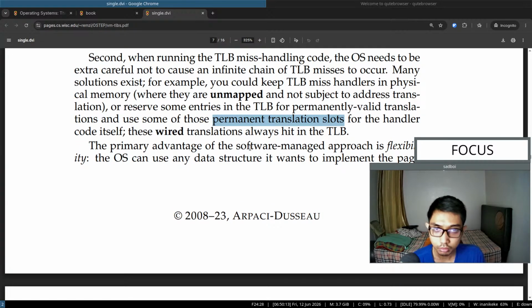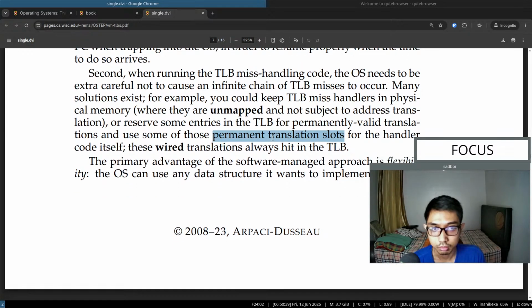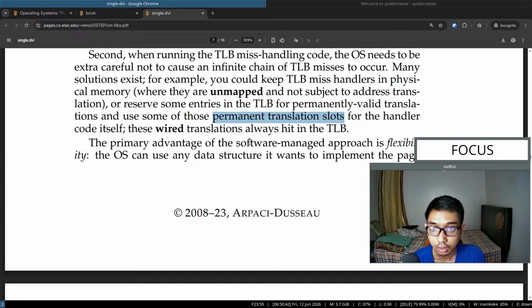Okay. Maybe when the operating system is booting up, we are actually using this permanent translation slot for some of the kernel memory. Yeah, maybe something like that, or the memory that the operating system will use. Maybe. Okay, I'm not sure if that is correct or not.